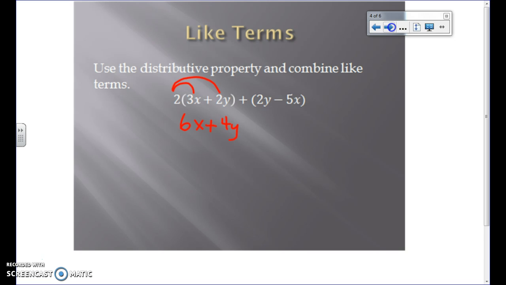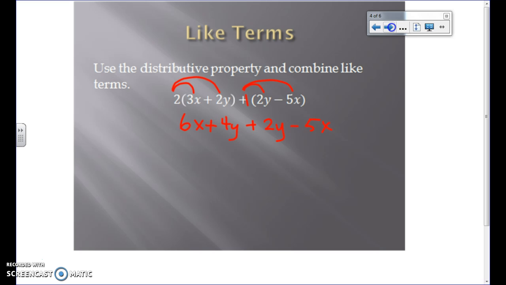Now the second term, again, if there is no coefficient in front of the parentheses, we can pretend that there is a 1 there, because the identity property says anything times 1 stays the same. And if we don't want those parentheses, but we still have operations, we need to distribute. So I'm going to distribute. 1 times 2y is still 2y. And I'm subtracting 5x one time, so I'm still subtracting 5x.